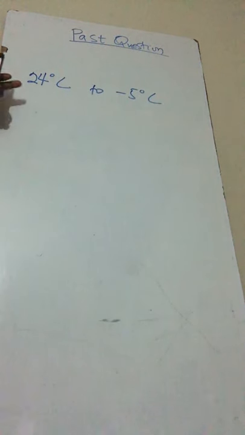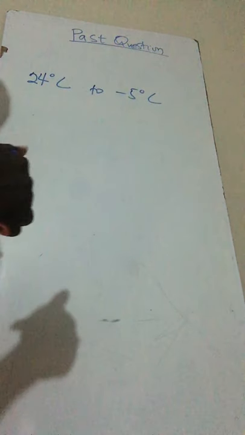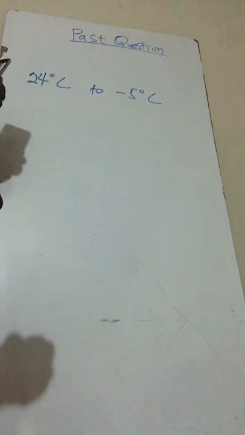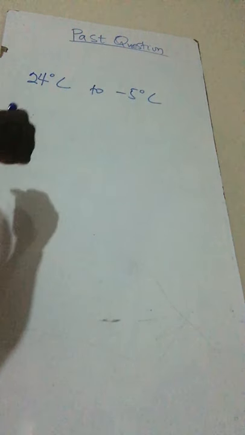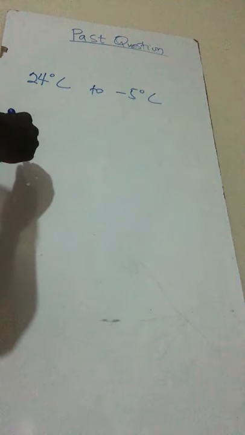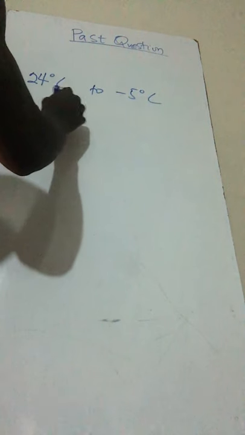So we have a fridge at 24 degrees Celsius. Now it came down to negative 5. So it means that at this level it is freezing. You get it? Good. So how many degrees has the temperature gone down? It is 29 degrees. It has gone down by 29 degrees.